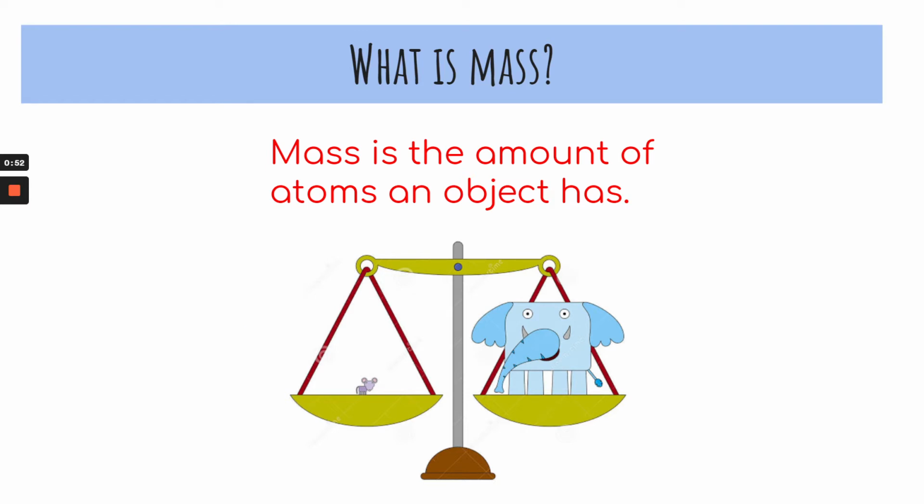Remember, if you need to pause the video, you can pause to write, but you're going to write anything that is in red. You can always add more if you want, but the basic is writing down the red. So we've got a mouse here and we've got an elephant here. The mouse is way smaller, so it's going to have fewer atoms in it, so it's going to have less mass. The elephant is larger, more mass, more atoms.